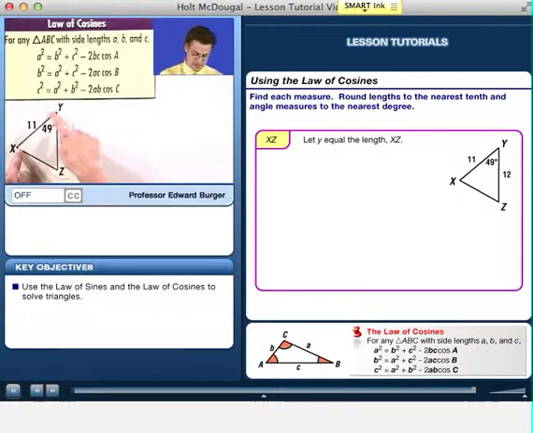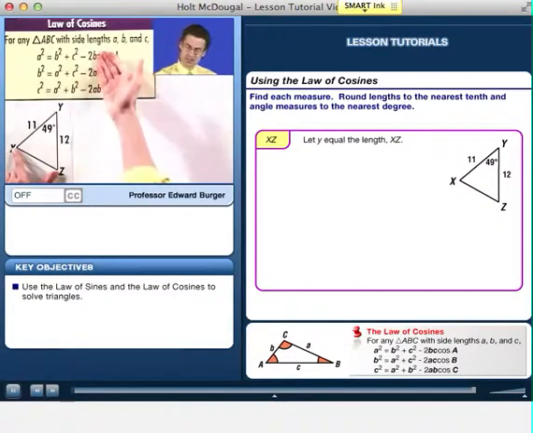We know that this side is 11. We know that this side is 12. I want to figure out this side. Now, you can imagine a friend saying, hey, wait a minute, just use Pythagorean theorem. But you can't, because this is not necessarily a right triangle. But we can use the generalization, the law of cosines, and that holds for all triangles.